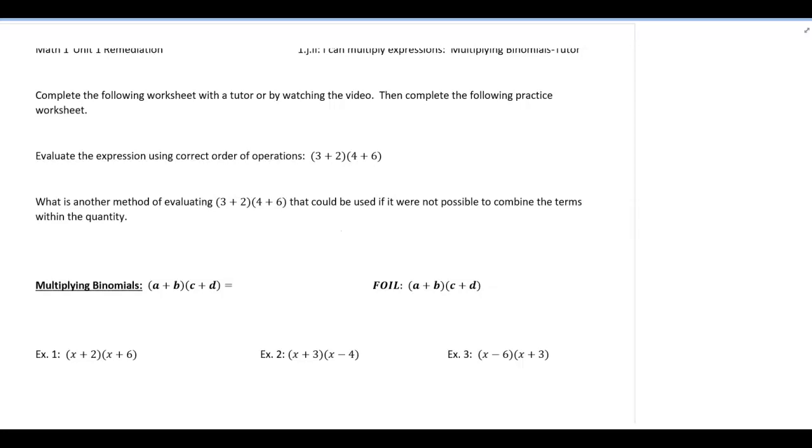And when we look at this, there's two methods teachers use. So I'm going to use this video to talk about how we can use the distributive property twice to multiply these binomials. So first, look at the first example.